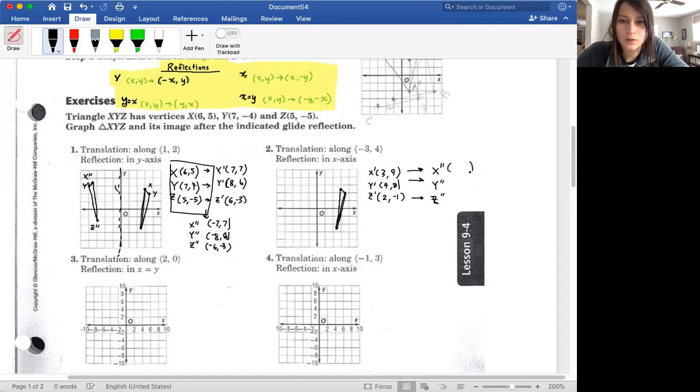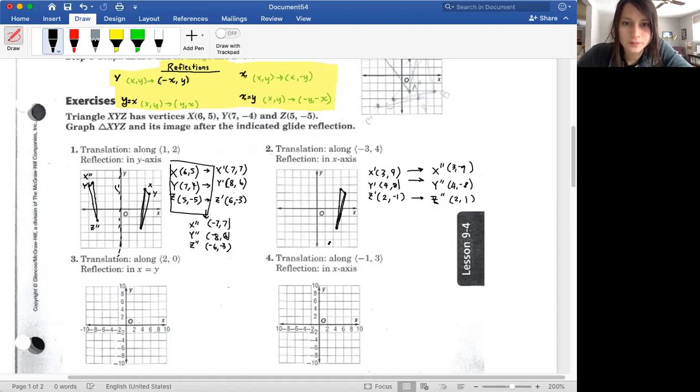I'm reflecting over the x-axis. So my y is going to become the opposite. So see how this changes where my x, y becomes x and negative y. So this becomes 3, negative 9, 4, negative 8, and 2, 1, because this was negative, so the opposite is 1.